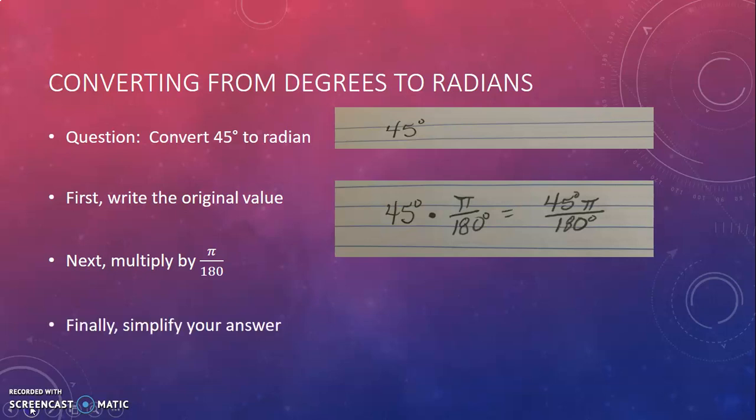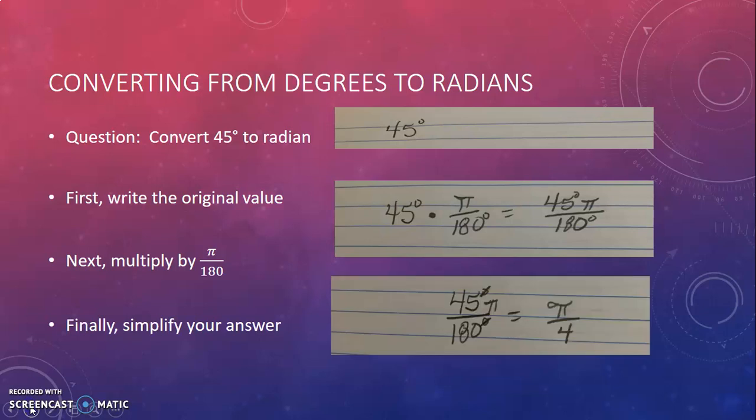So your final step is going to be to simplify your answer. The degree parts both cancel out, which is fine because that leaves you with a radian measure. And then you have 45 divided by 180, and that is actually 1 over 4. You can use your calculator to find that. It'd be 0.25, and you know that's 1 over 4. Usually when you see radian measures, you see them written as a fraction, not a decimal. So your final answer would be pi over 4.